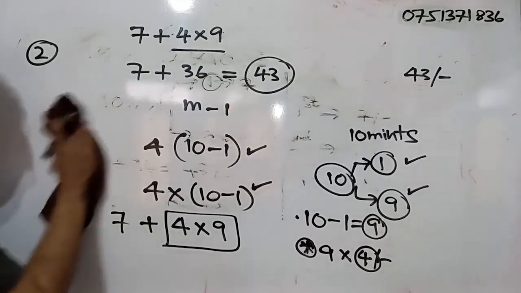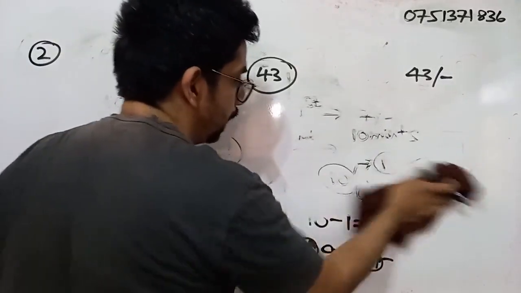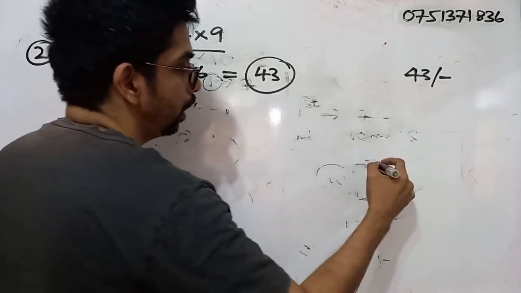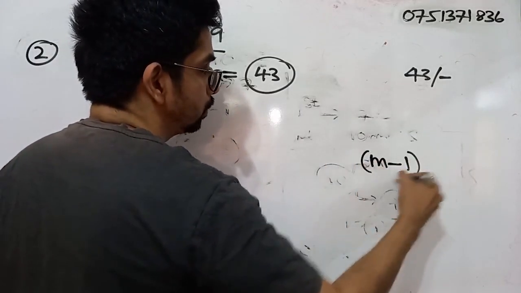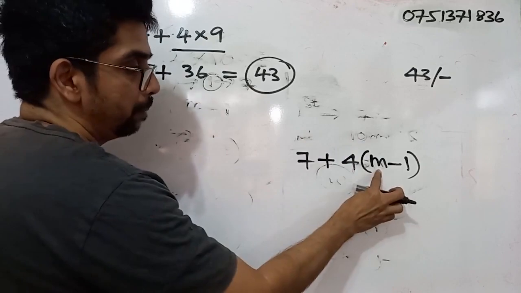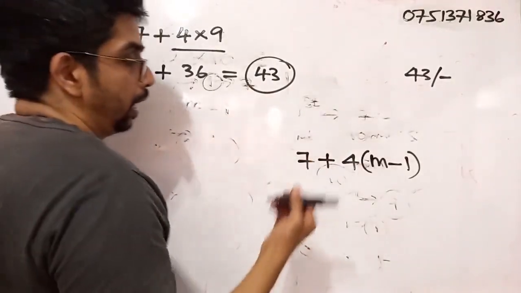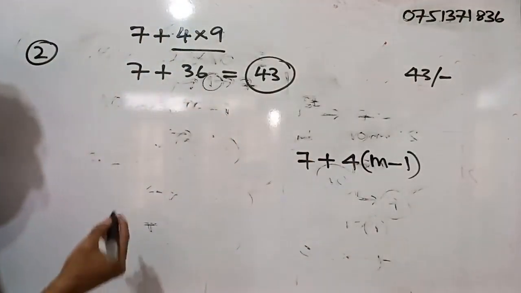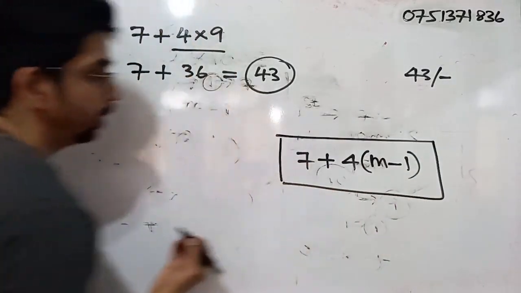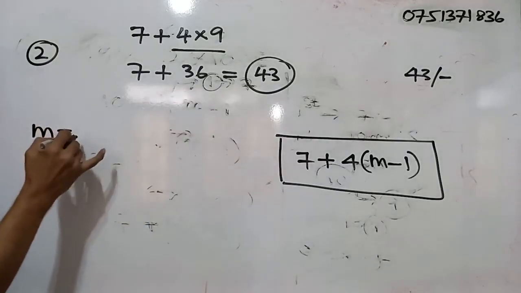So what should the expression be? Here they are asking for the expression. So what should be the expression? Right, let me write the expression here. m minus 1 multiplied by 4 plus 7. Here you can take any term; I took m. Now I have to simplify this. This is like an equation. Here m equals what?